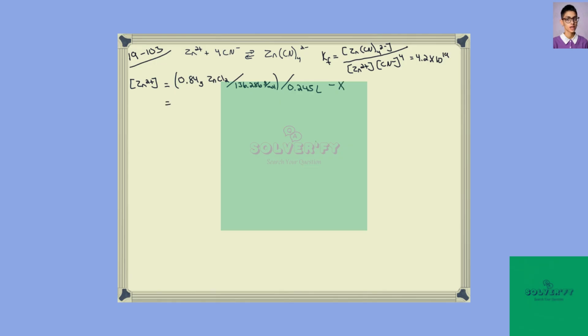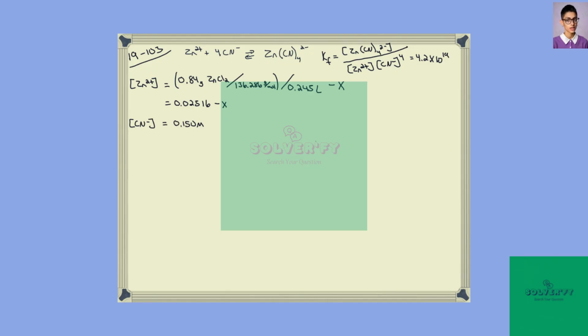Then, when the reaction occurs, some of this zinc is going to be consumed. We don't know how much, so we'll just say minus x. Finishing this calculation gives us the zinc concentration at equilibrium, which will be equal to the concentration of zinc before the equilibrium occurs minus the shift that occurs to reach equilibrium.